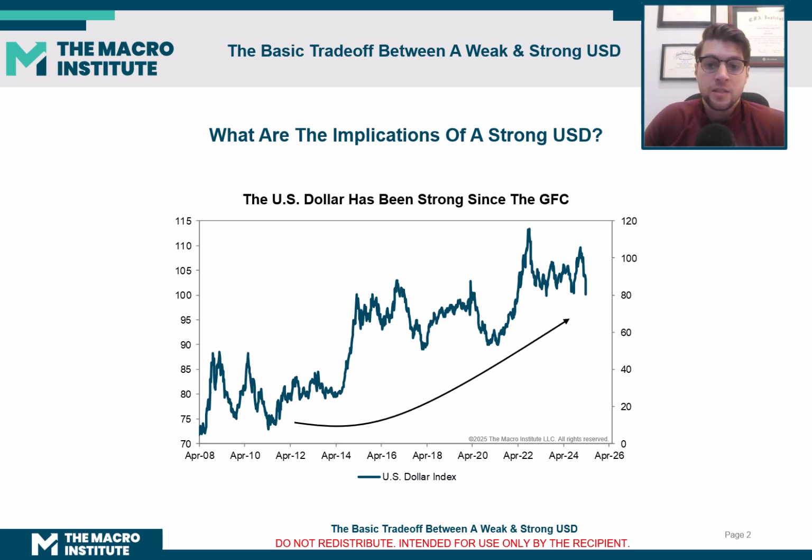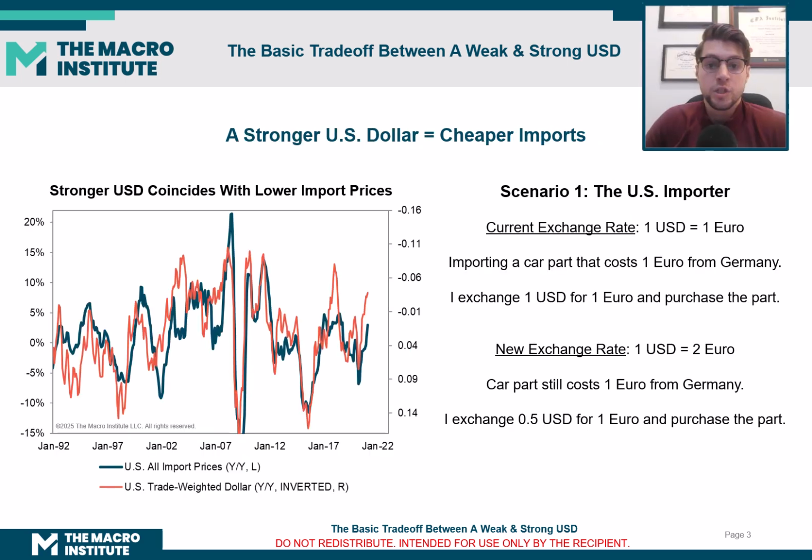So what are the implications of that? There are certainly some trade-offs. The upside is import prices are lower. So a stronger US dollar equals cheaper imports. We can see that in the chart here on the left. Wanted to show you that the US trade weighted dollar is actually inverted here. That helps you sort of make sense of the chart. But basically, when the US dollar is moving higher, import prices move lower and vice versa.